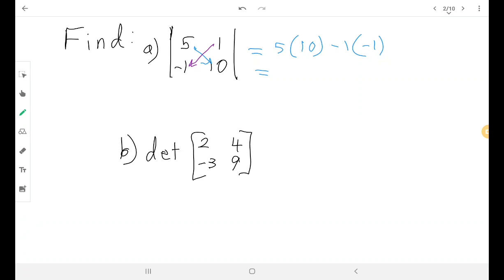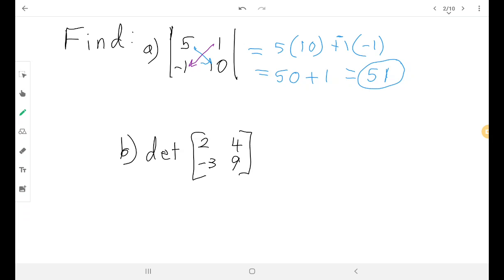So then I've got 5 times 10 is 50. I'm going to change this minus to a plus negative. I tend to do that a lot. It just helps me keep track of what's positive and what's negative. So plus, and then -1 times -1 is +1. And so the determinant is 51. So there's one. Pretty, I hope, pretty straightforward.